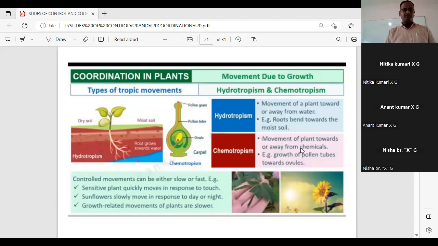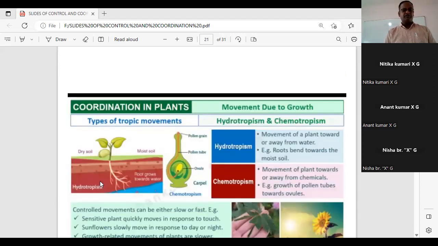Okay, hydrotropism is also a very clear example. Suppose some sprouts are kept on a mesh, and below the wire mesh, water is kept. You will observe that the roots are coming out from the sprouts toward the water. That is hydrotropism.